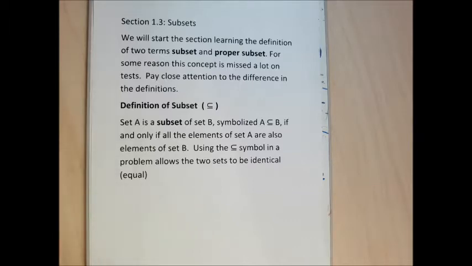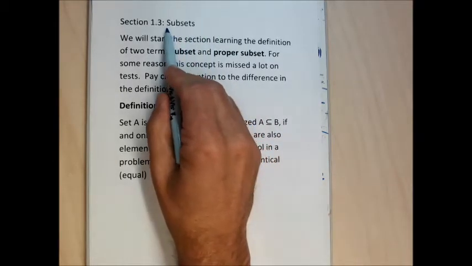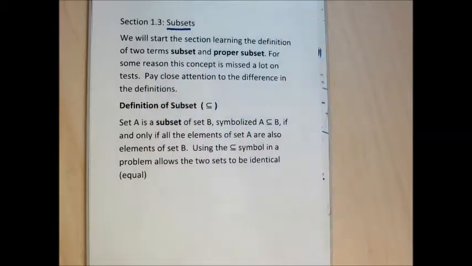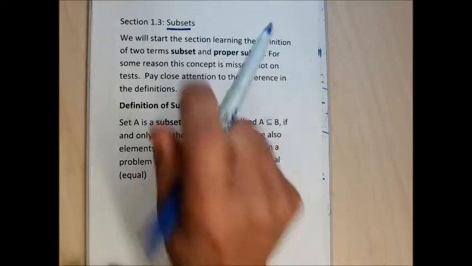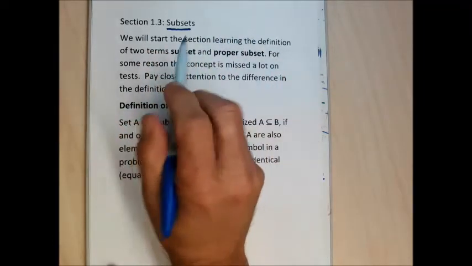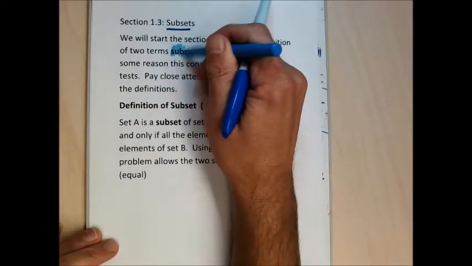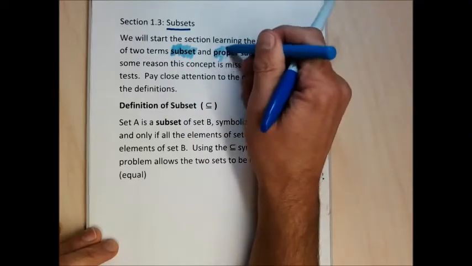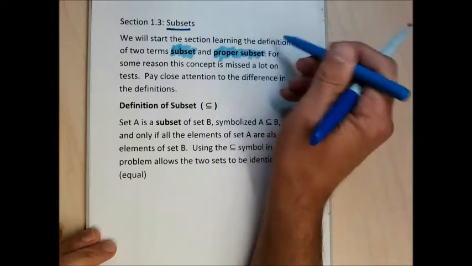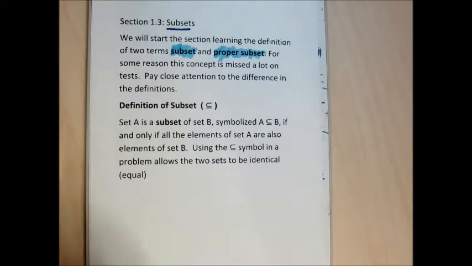So the beginning of this section, the section's titled Subsets, we'll introduce a couple definitions, just like every introduction for the sections in this chapter. There's just lots of different definitions that we need to learn. So we'll start this section learning the definition of two terms, and they're basically the same term, except one has an extra word. So subset and proper subset are the words that we need to have definitions for, and they're similar. The definitions will be similar. There's just a slight difference.